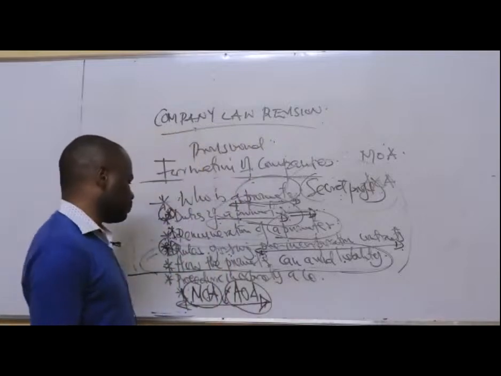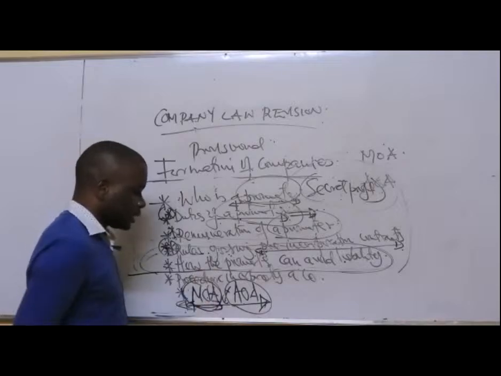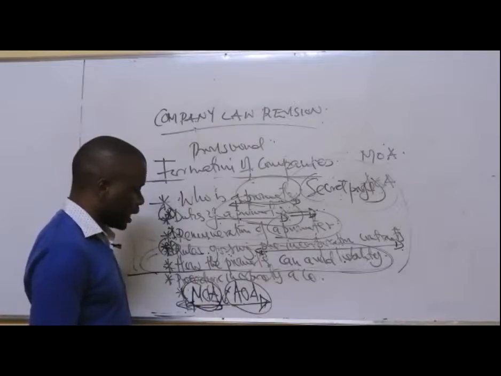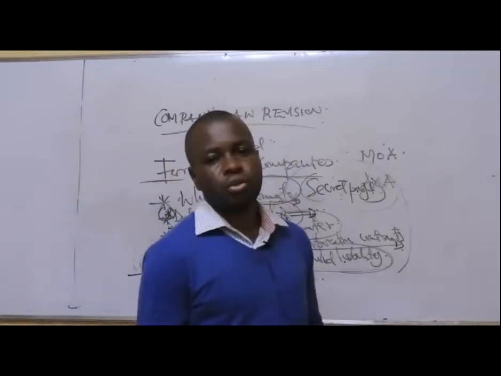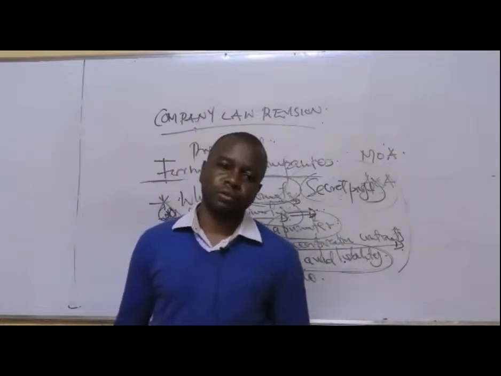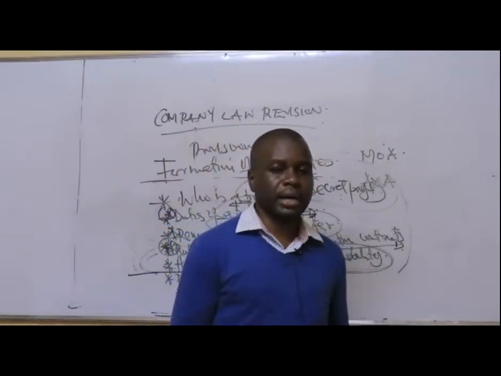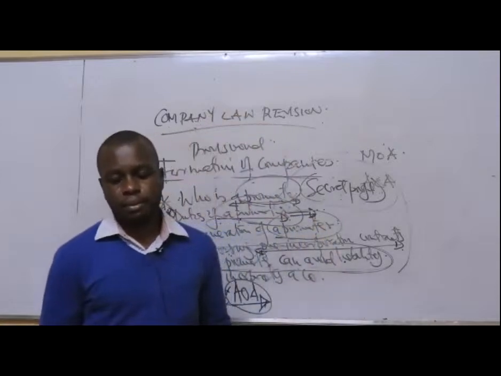For the memorandum, this was also reevaluated. It is now represented by what we call forms: form CR2, CR3, and CR4. CR2 is for a company limited by shares. CR3, you fill in case you are registering a company limited by guarantee. CR4 is for unlimited companies.